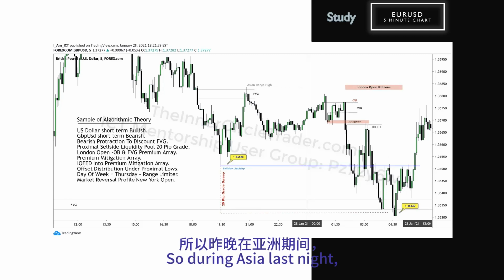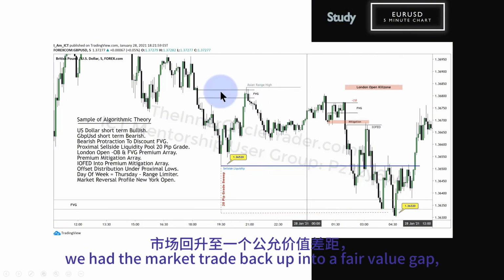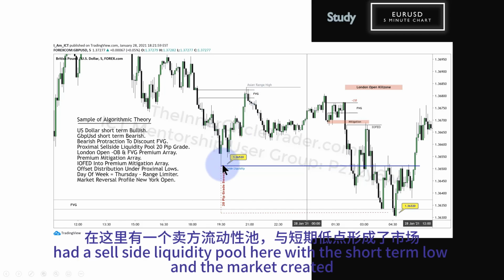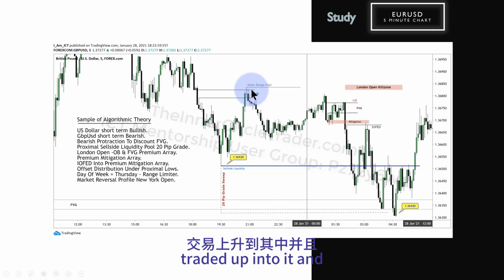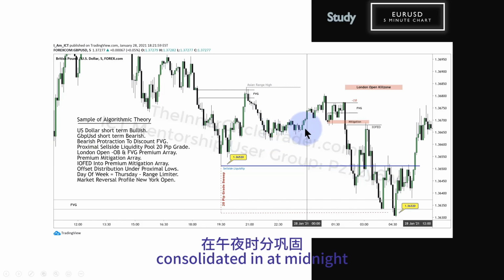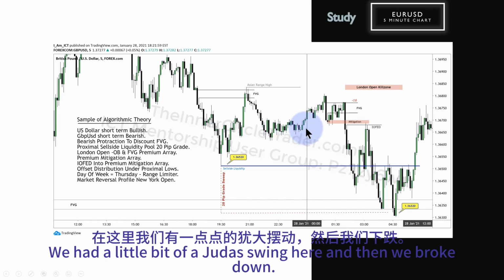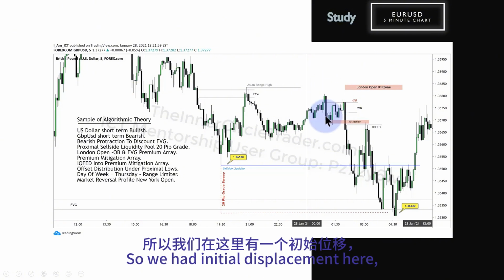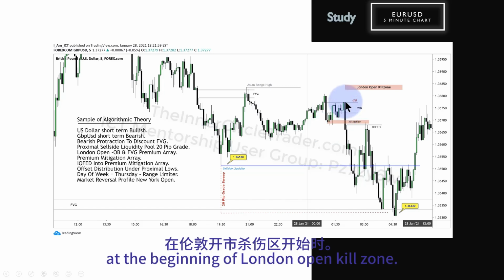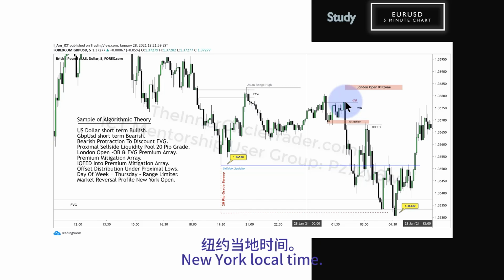All right, so during Asia last night, we had the market trade back up into a fair value gap, into a bearish order block right here. We had a sell side liquidity pool here with the short-term low, and the market created this fair value gap, traded up into it, and traded softer, consolidated in at midnight last night, New York time. We had a little bit of a Judas swing here, and then we broke down. So we had initial displacement here, fair value gap. The market trades back up into, at the beginning of London open kill zone. That's 2 a.m. New York local time.